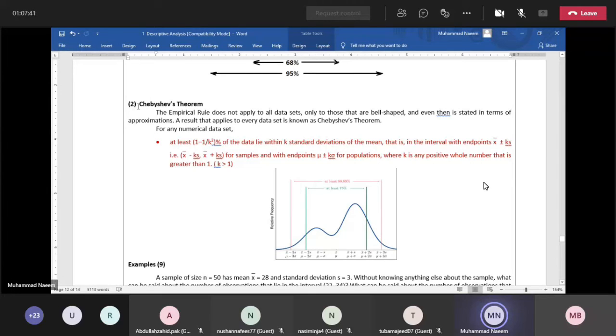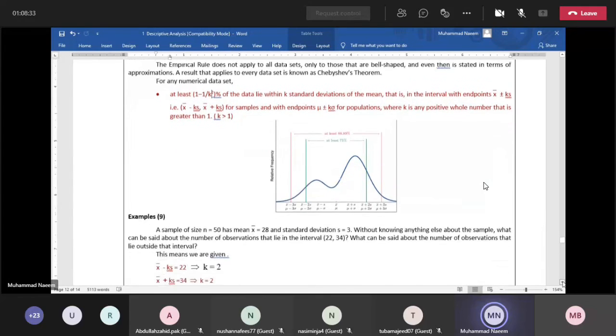The other case states that 1 minus 1 over k square percent of the data will be contained within k standard deviations of the mean. K standard deviations of the mean means k times the standard deviation. So the interval is x bar minus ks to x bar plus ks. This interval will contain 1 minus 1 over k square percent of the data.